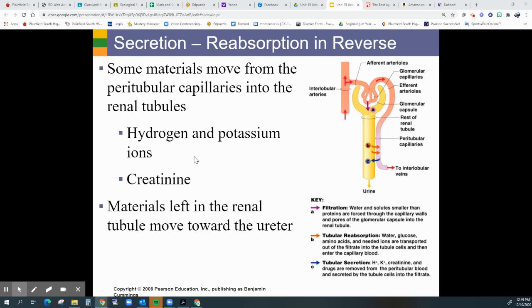The last step then is secretion. This is where we have the reabsorption in reverse. So anything that was not pulled out can be taken back out of the capillary or the blood vessel back into the urine ureter here. Some of the material that can move that direction are hydrogen and potassium ions. If there's too much here in the blood, those can simply be passed across. And then if for some reason the filtration didn't catch any of the creatine, some of that can be passed across.